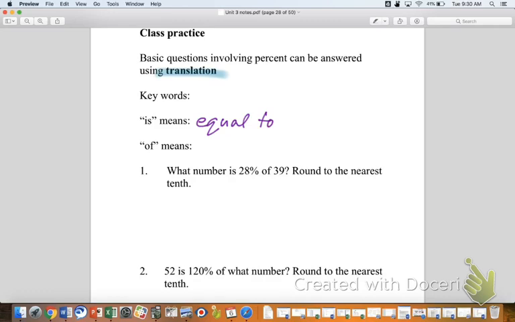All right, what about the word "of"? What does "of" almost always mean? Multiplication or times, yes. Okay. So if you can get those two words' meanings really solid for you, then these really basic non-contextual examples, I'm really hoping are going to go super well for you.